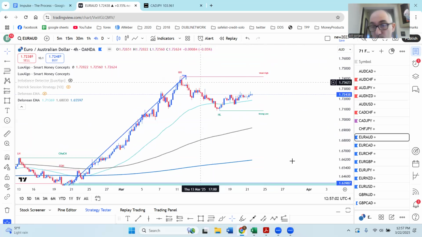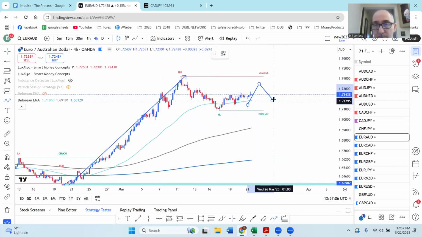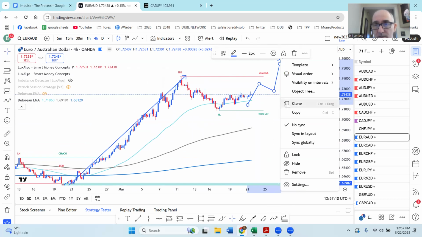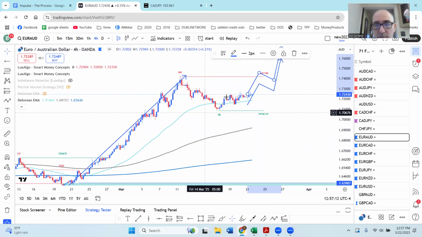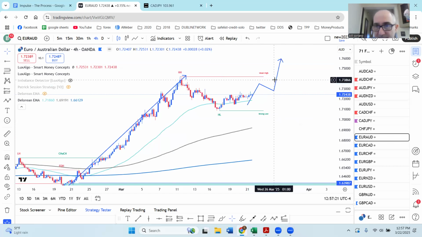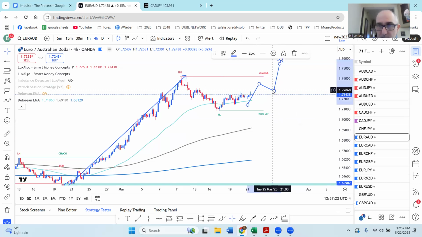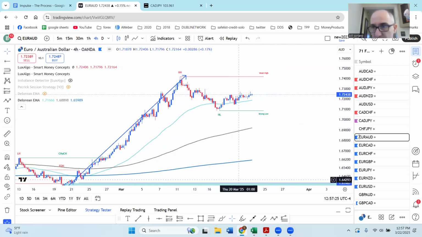Now, if price would decide from here to move up and then break structure to the upside here, okay, then we would probably get a demand zone right in here that would be closer to where price is. But right now, because that hasn't happened, we would have to wait for this to come all the way down to here.